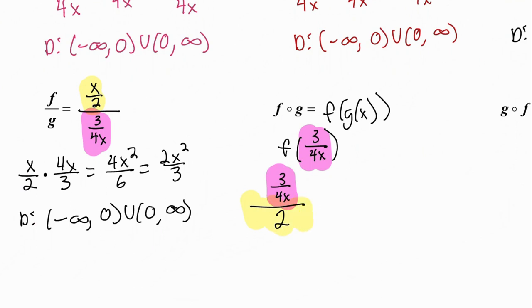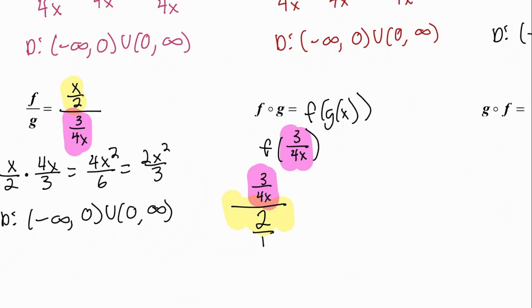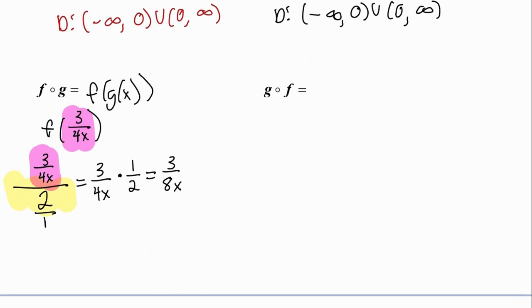So again, we are technically speaking dividing two fractions because I can write 2 as 2 over 1. So like the last problem, I can turn this into multiplying by the reciprocal. So this would be 3 over 4x times, and we'd flip that fraction, so it'd be 1 over 2. So this would end up being 3 over 8x. And we don't need to state the domain here.